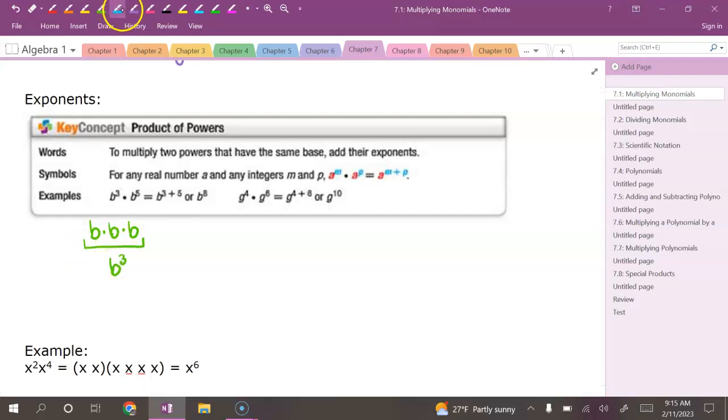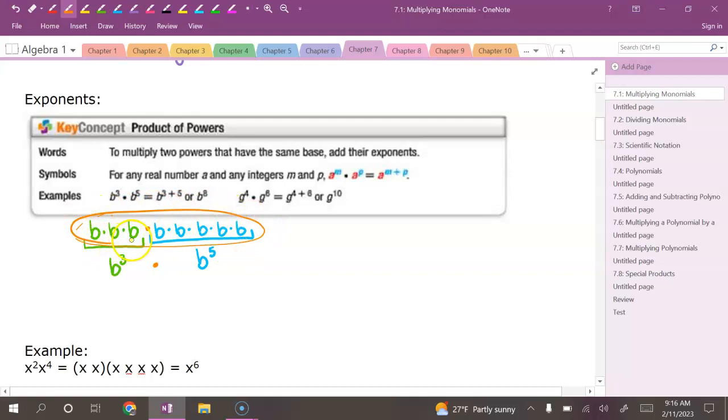Now I'm multiplying that times b to the 5th. So using kind of the same reasoning, that means that there should be 5 b's. So this is b to the 5th power. Now what I'm doing is I'm multiplying these together, and if I count all the b's that I have up here, there's 1, 2, 3, 4, 5, 6, 7, 8 of them. So this comes out to be b to the 8th power. And the shortcut there is to take those exponents and add them together to get that 8. So that's the shortcut that we can use.